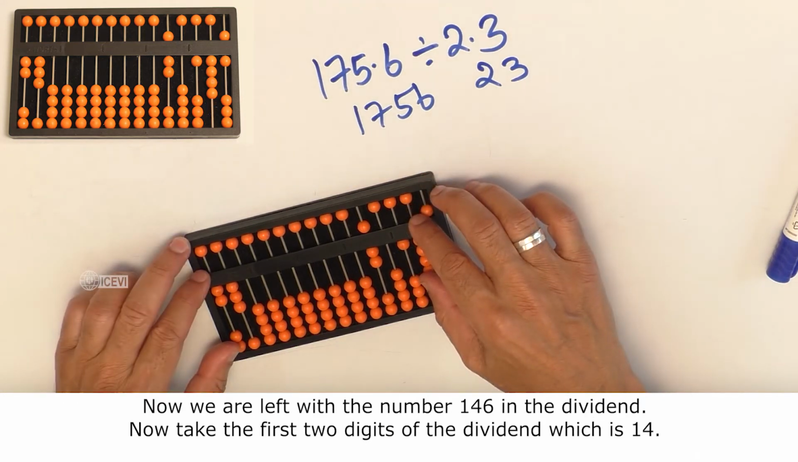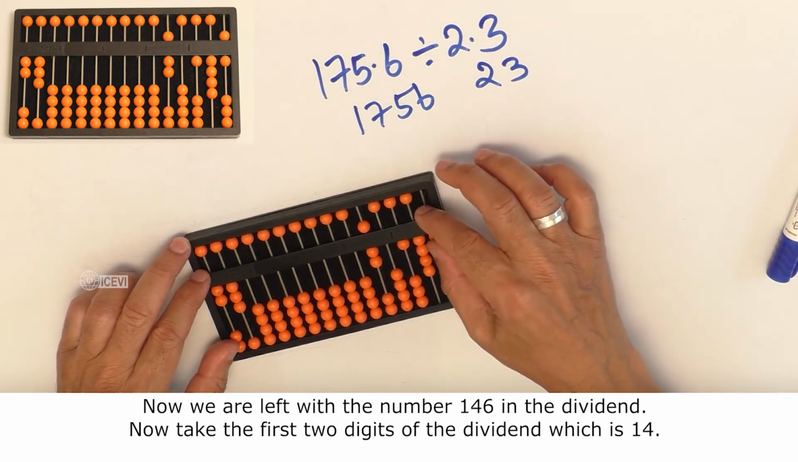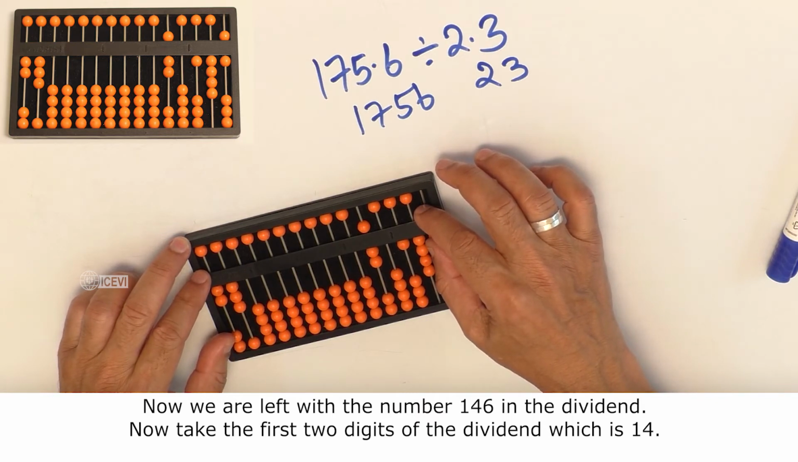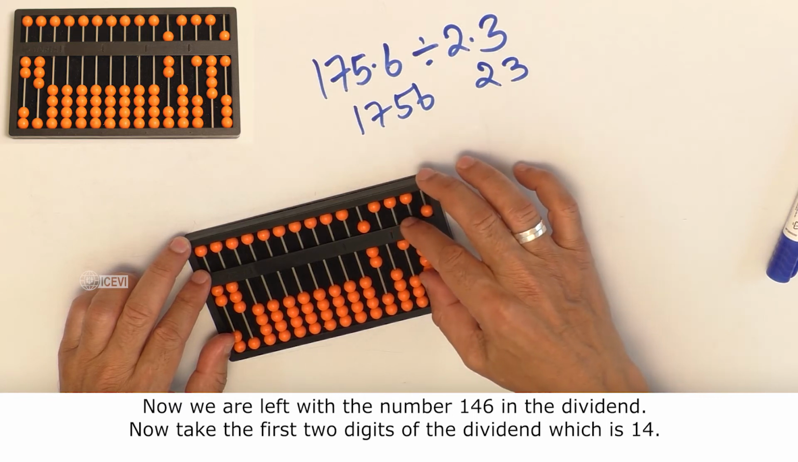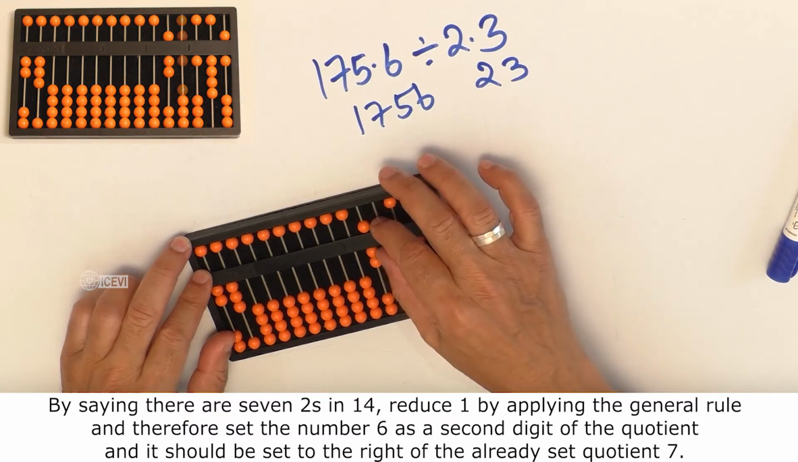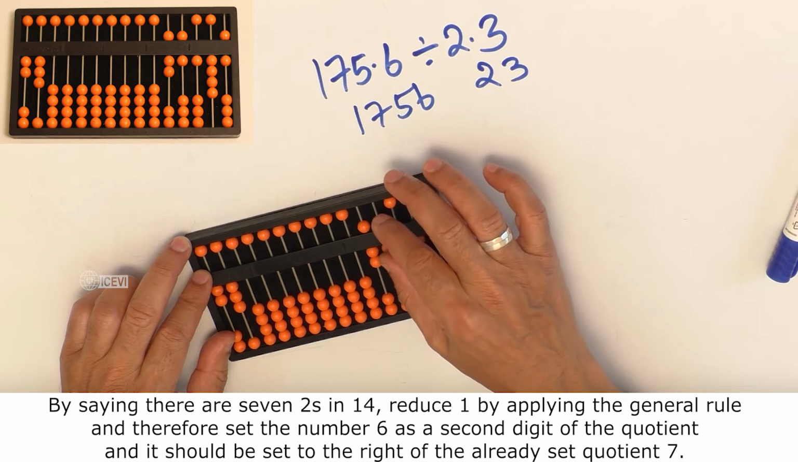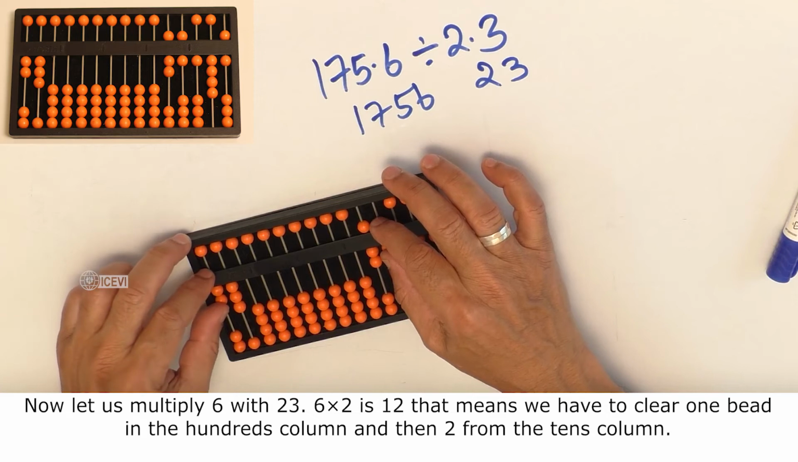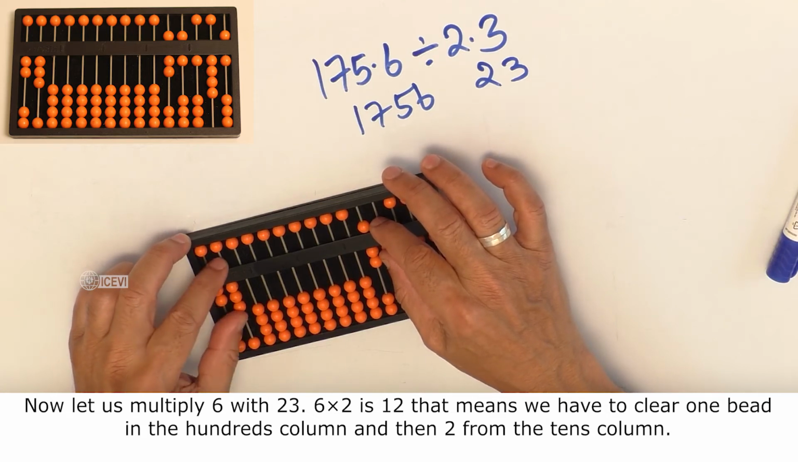Now we are left with 146 in the dividend. Now take the first two digits of the dividend, which is 14, by saying there are 7 2's in 14. Reduce 1 by applying the general rule and therefore set the number 6 as the second digit of the quotient, and it should be set to the right of the already set quotient 7. Now let us multiply 6 with 23.